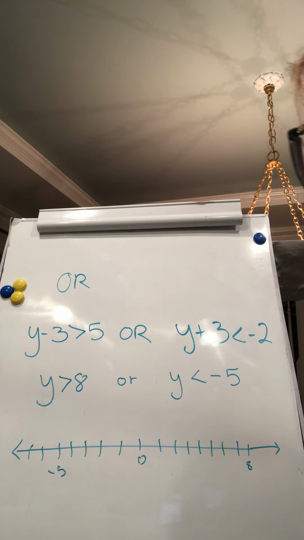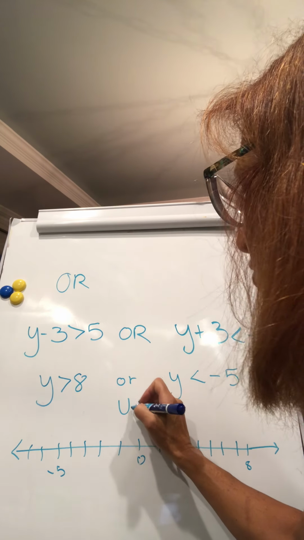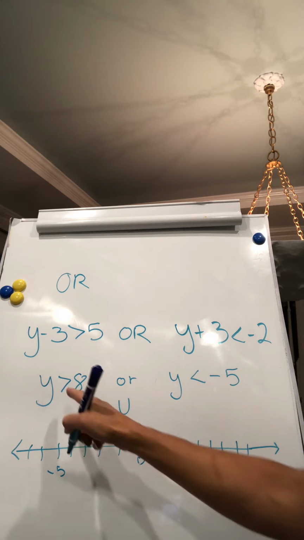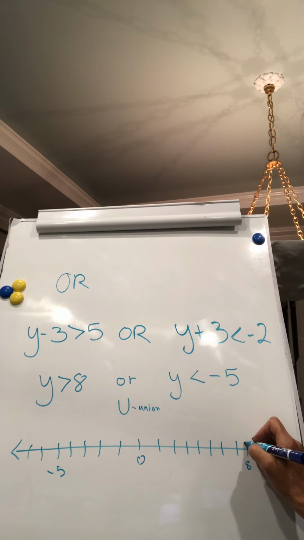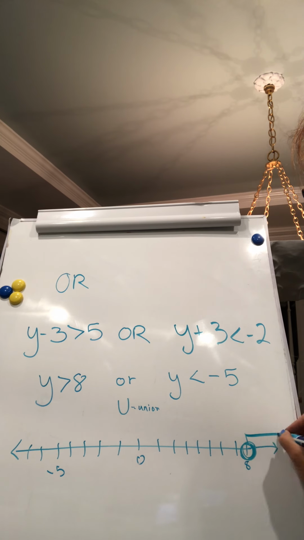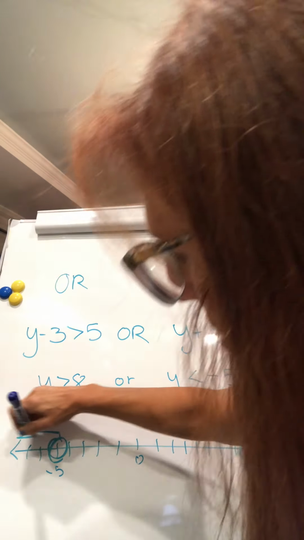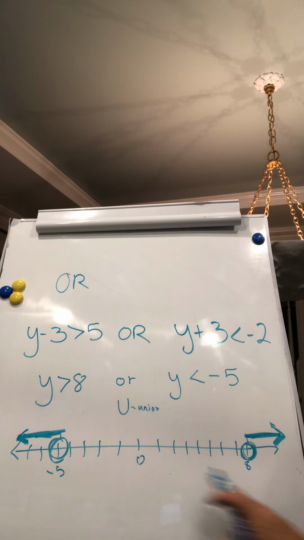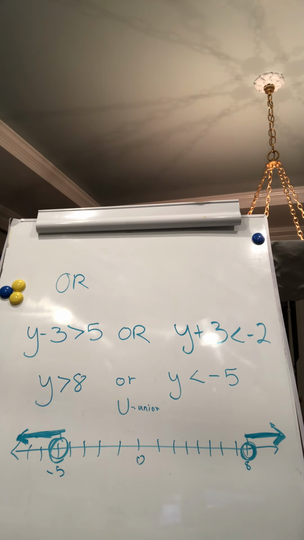So an OR means that either answer would work. So we want all of these answers. Sometimes you'll see that written like this, the union of both sets. We want all the, it stands for union. We want all the y's greater than 8, open circle, arrow going to the right, and all the y's less than -5, open circle, arrow going to the left. So that would be how I would represent an OR solution set.